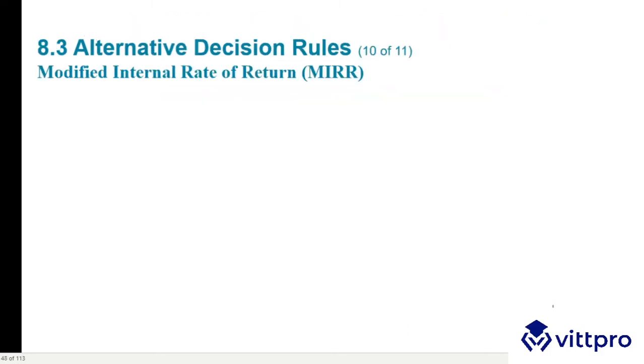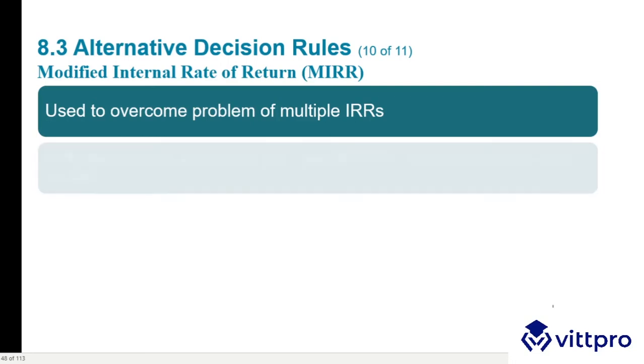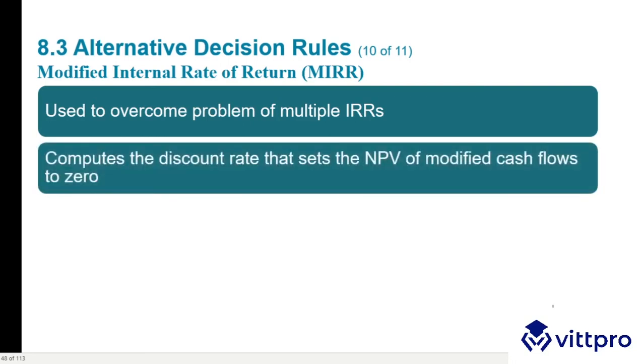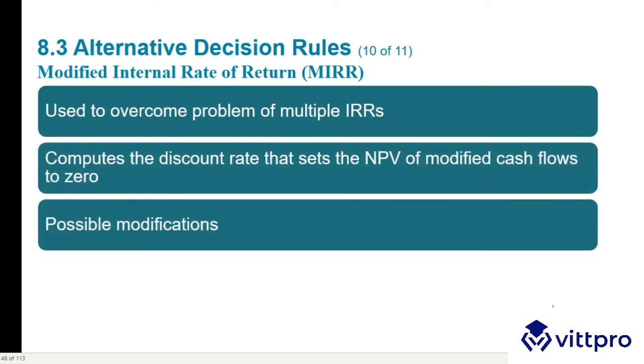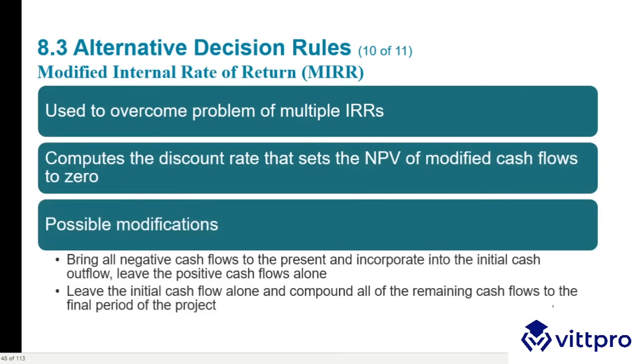To solve this, we use a method called the modified internal rate of return. The modified rate of return is to get rid of the multiple IRR problems. We normally modify the cash flows in two ways. One is we bring all the negative cash flows to present value and incorporate them into the initial cash outflow, leaving the positive cash flows alone. Or we leave the initial cash flow alone and compound all the remaining cash flows to the final period of the project. So there are two options.